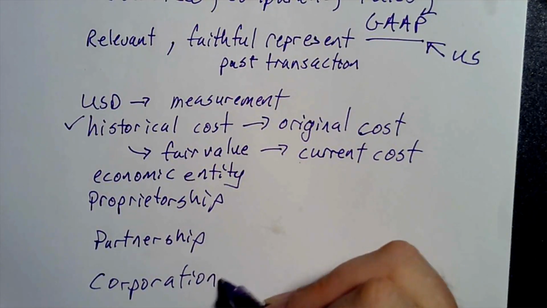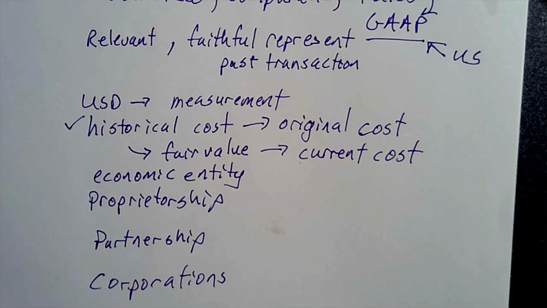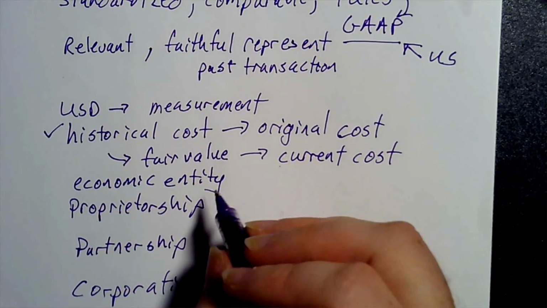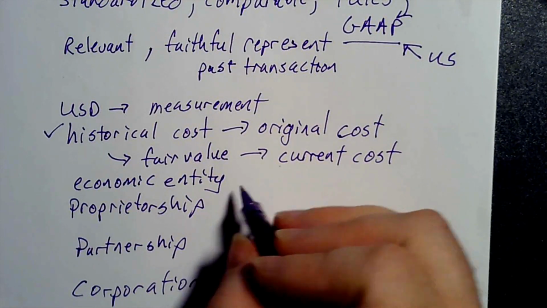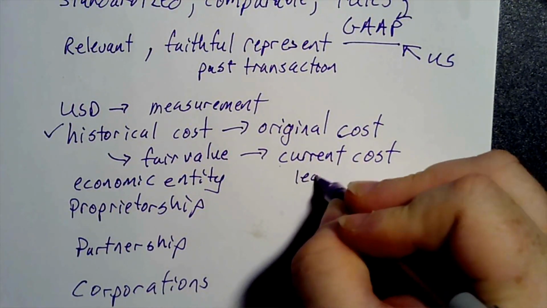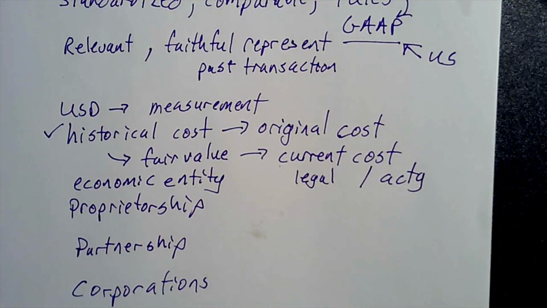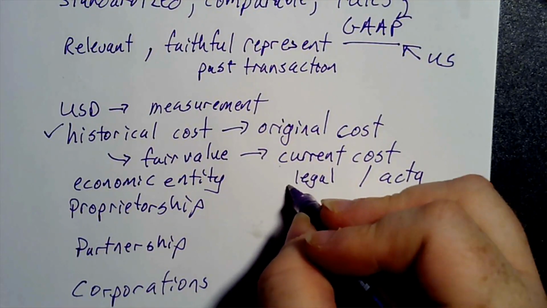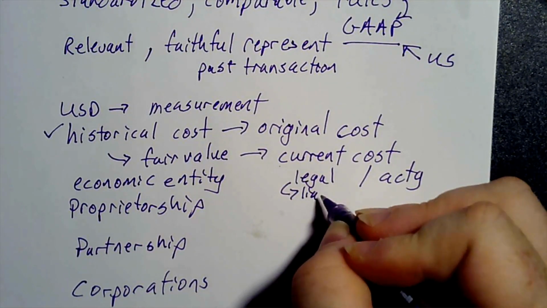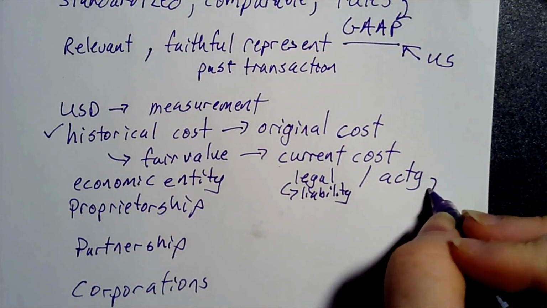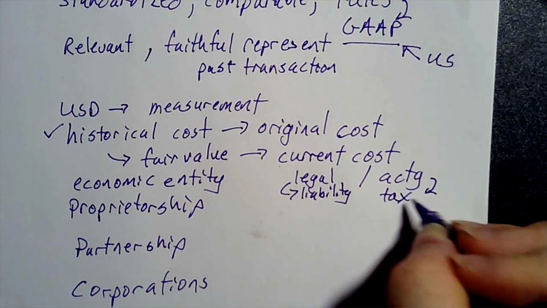Now, fortunately or unfortunately, these three things typically have a little bit of differences, and they differ because an economic entity in accounting has both a legal and an accounting definition. And typically when we talk about legal, we're talking about liability. Can you get sued? And when we're talking about accounting, we're talking about what is the tax implication.